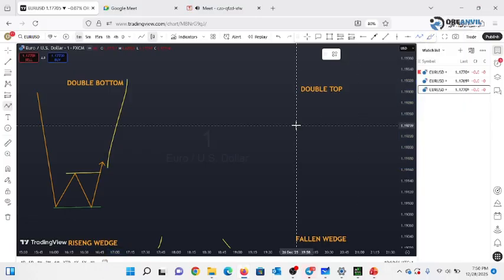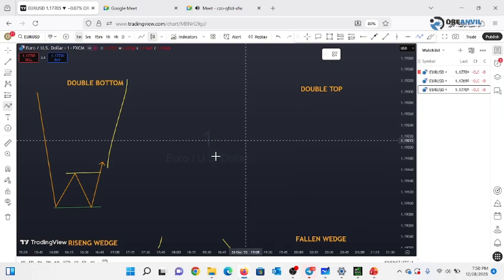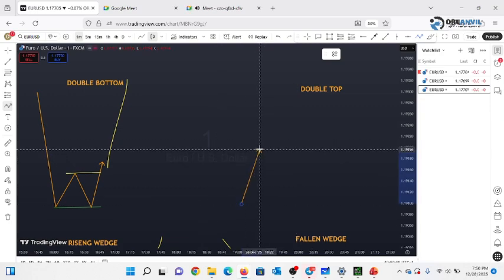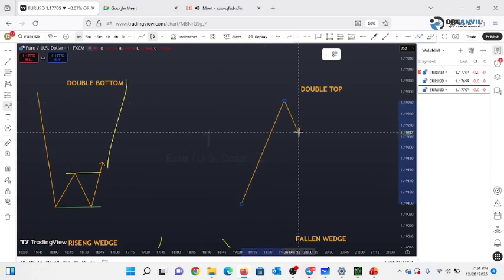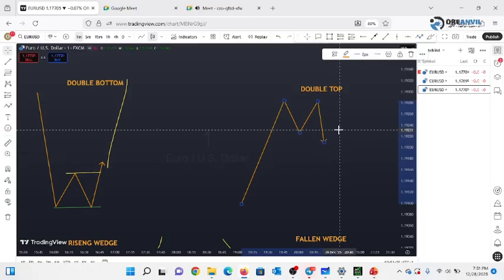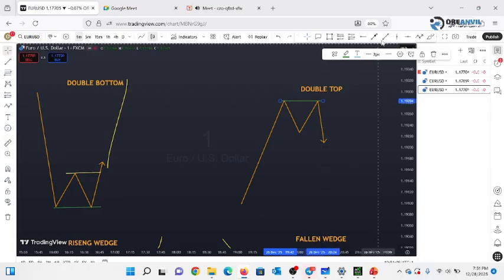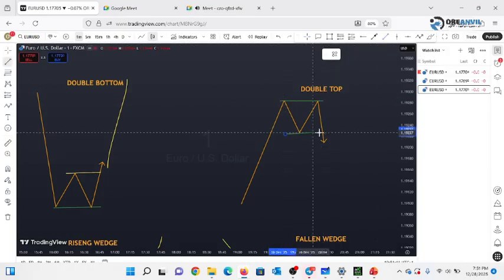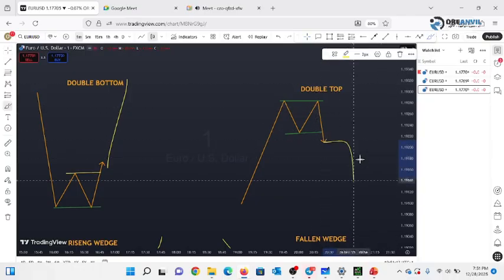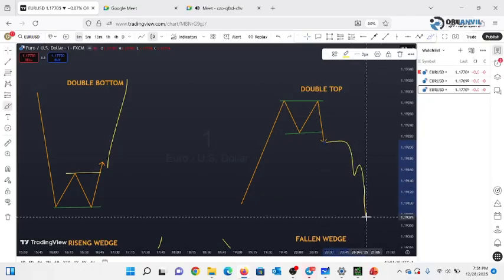And now, if you have a trend going to the upside already, and you have what we call a double top, you need to join these highs together and look at this middle low. Once the market is able to break this middle, then you can sell immediately, and the price is going to go to the downside.